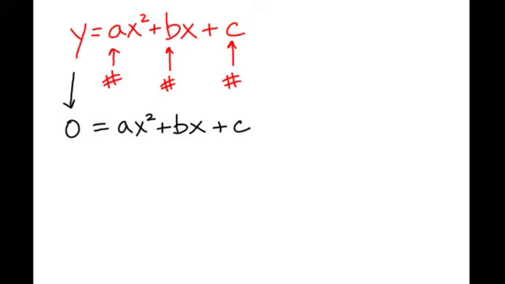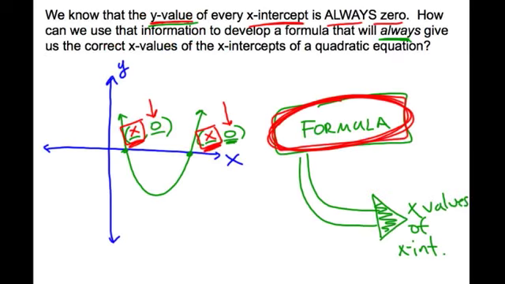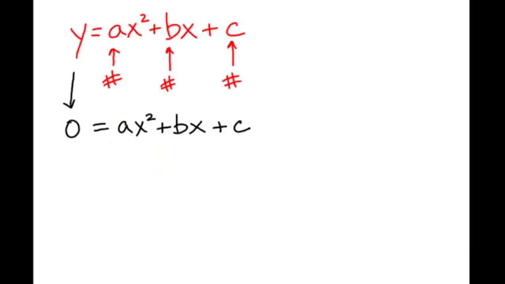Okay, so how are we going to use that information? We're going to put 0 in for y. And what is this formula that we are going to try and find? What is it supposed to do? It's supposed to give us the x values. And if it gives us the x values, then what we are doing is solving for x. We are trying to figure out what x is going to equal.